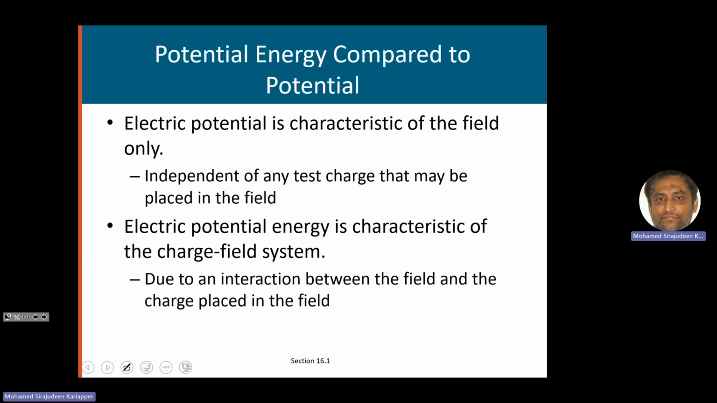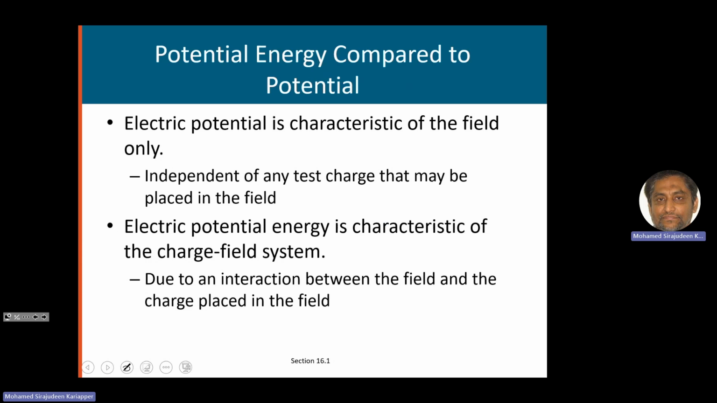Electric potential is a characteristic of the field only. It doesn't depend on the test charge you bring in. It is like when you talk about the force: we have a charge, you have to bring in another charge, so it is the interaction between the second charge and the electric field from the first charge. So that is electric force. But when you talk about the electric field, it depends on just one charge. So it does not depend on the test charge you bring in.